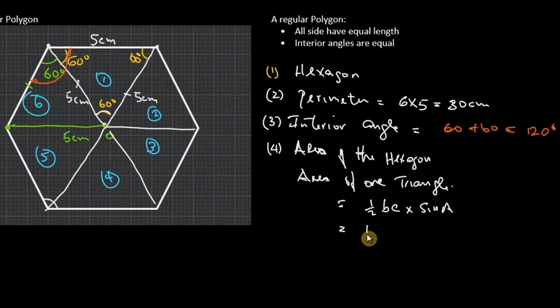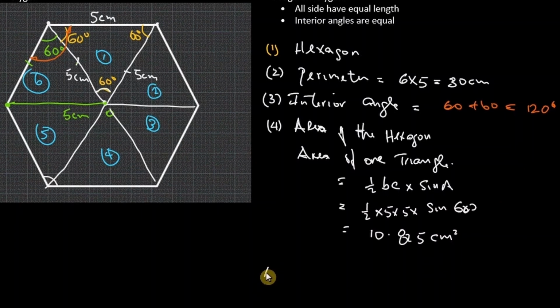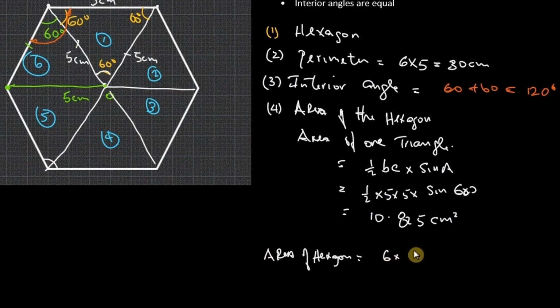So in this case, it would be half times 5 times 5 times the sine of 60 degrees. You put that into your calculator and you would get 10.825 centimeters squared. So area of hexagon then is 6 times 10.825, and that is equal to approximately 65 centimeters squared. Okay, let's move on to 5b.